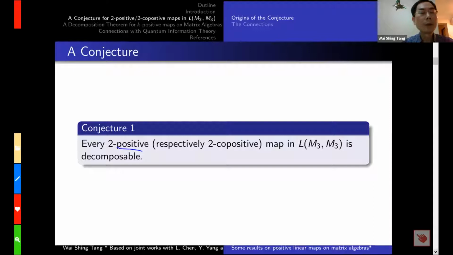Okay, so that means we ask whether every 2-positive, or correspondingly 2-copositive, map from M3 to M3 is decomposable. Now it turns out that this conjecture is related to some consideration in quantum information theory. For this purpose, I will just be very brief in my description. If I have time later on, I'll return to that.